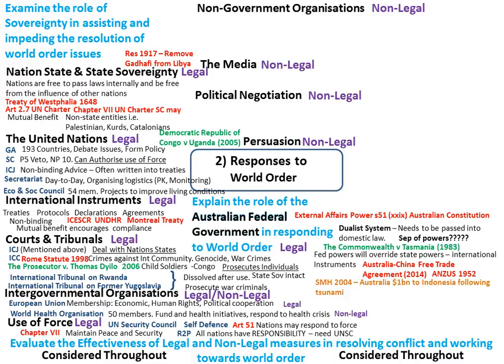So Australia's entered into a number of treaties, ANZUS 1952, more recently the Australia-China Free Trade Agreement 2014. Also, Australia is a good international citizen. We help out people. Australia gave $1 billion to Indonesia following the tsunami. Overall, we do give quite low levels of aid, but this was one standout case.